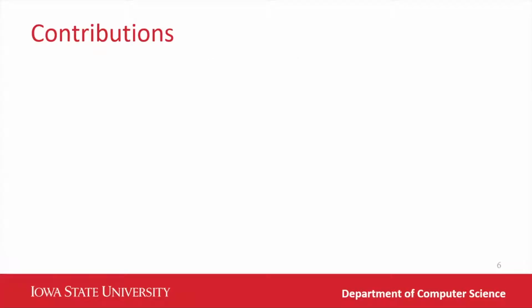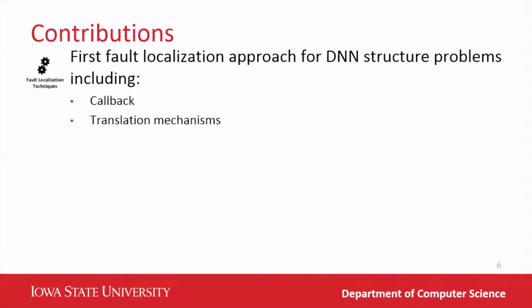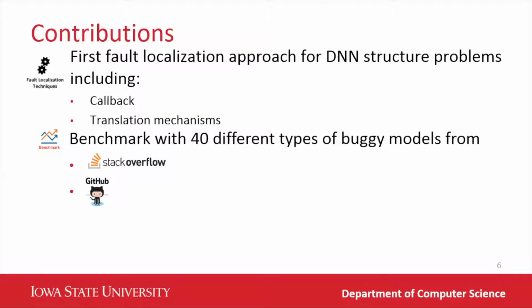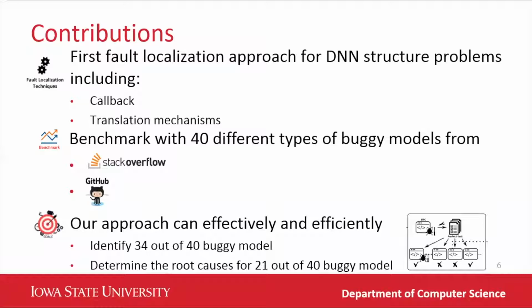To that end, our work makes three contributions. First, we propose the first fault localization approach for DNNs, including callback and transition mechanisms. Second, we have built a DNN bugs benchmark with 40 different types of buggy models from Stack Overflow and GitHub. Third, our approach can effectively and efficiently identify 34 out of 40 buggy models and determine the root causes for 21 out of 40 buggy models.